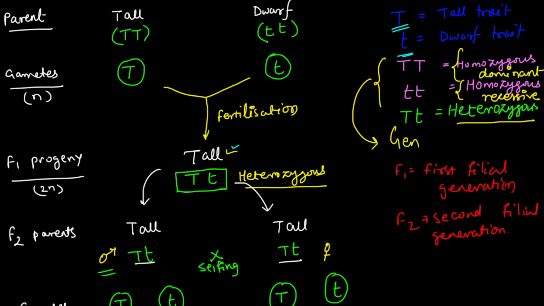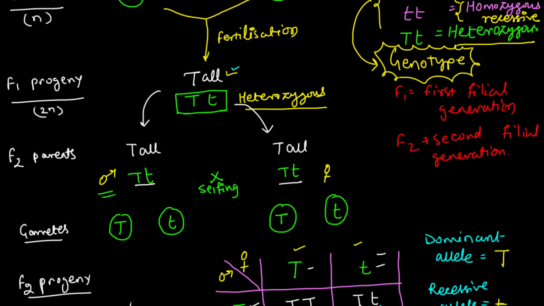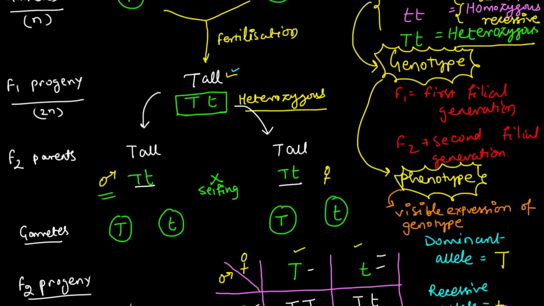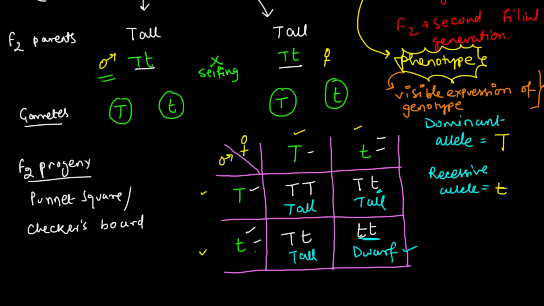It is referred to as the genotype of the organism for that particular trait, and the genotype is going to regulate the visible expression of the trait. That visible expression of the trait is going to be referred to as the phenotype. So phenotype refers to the visible expression of the genotype. Genotype is the allelic composition and phenotype is what we are able to see.